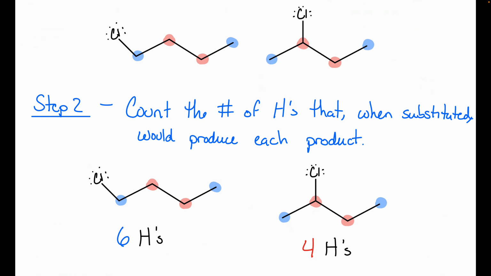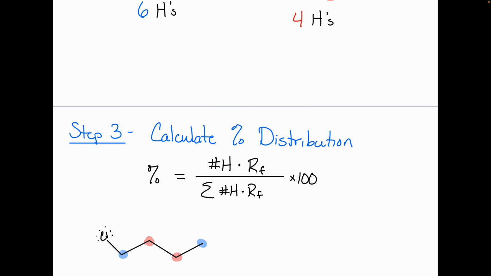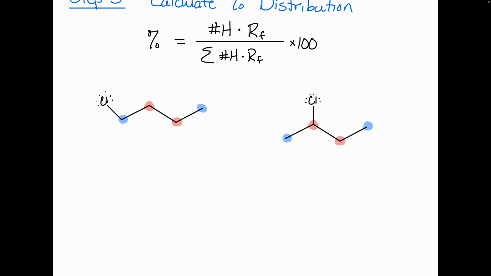All right, so for this product here, our 1-chlorobutane. I guess let's do them side by side here. I'm going to do my percent here for this one, percent distribution. This is going to be the number of hydrogens that were in that group. So our 6 hydrogens times the reactivity factor for those hydrogens.